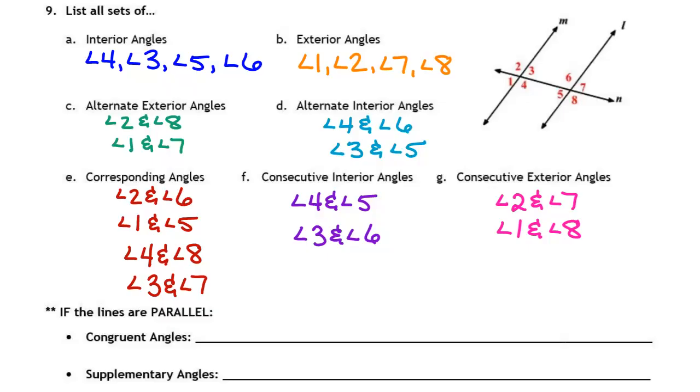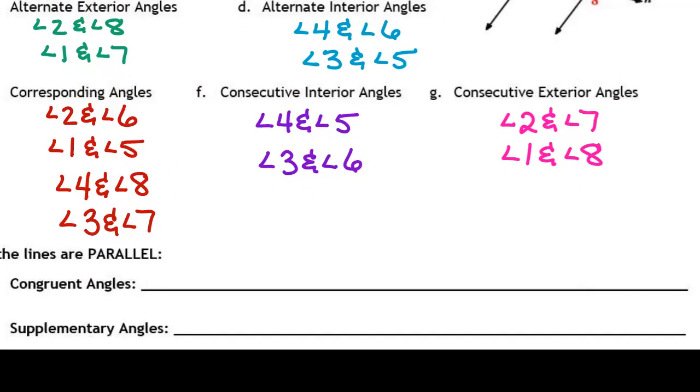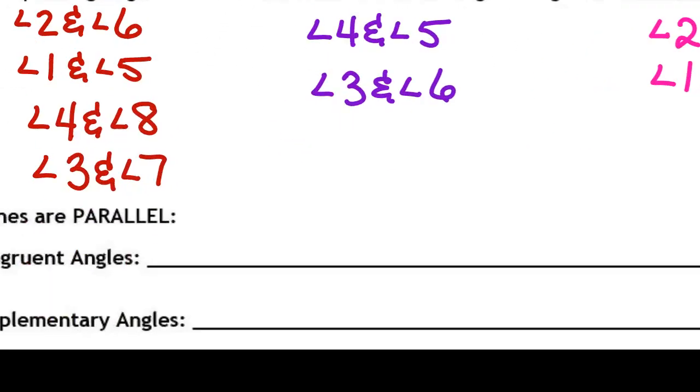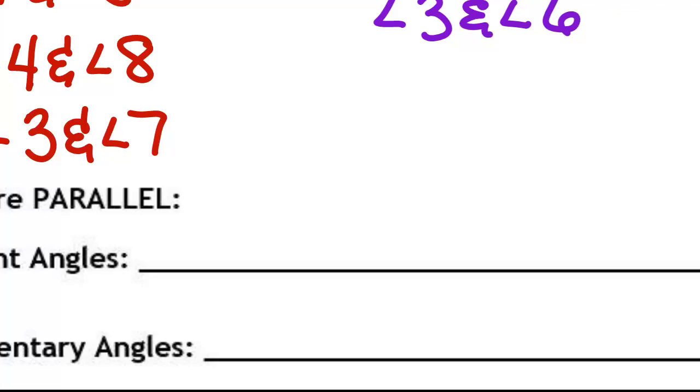Nice. All right, down at the very bottom of the page, if the lines are parallel, what are my congruent angles? Oh, sorry, not numbers. I want to know what types. My apologies. That's my bad. What types of angle pairs are congruent if the lines are parallel? Vertical angles are always congruent. Yep. Vertical angles.